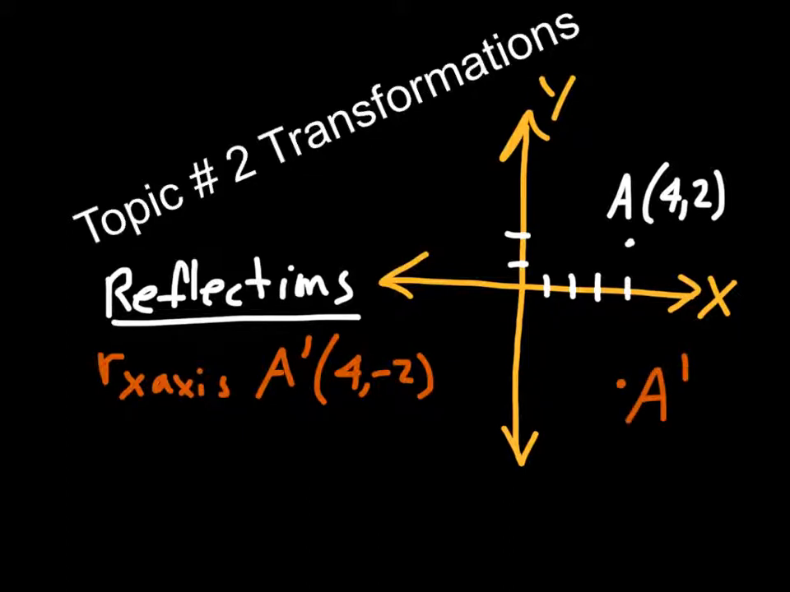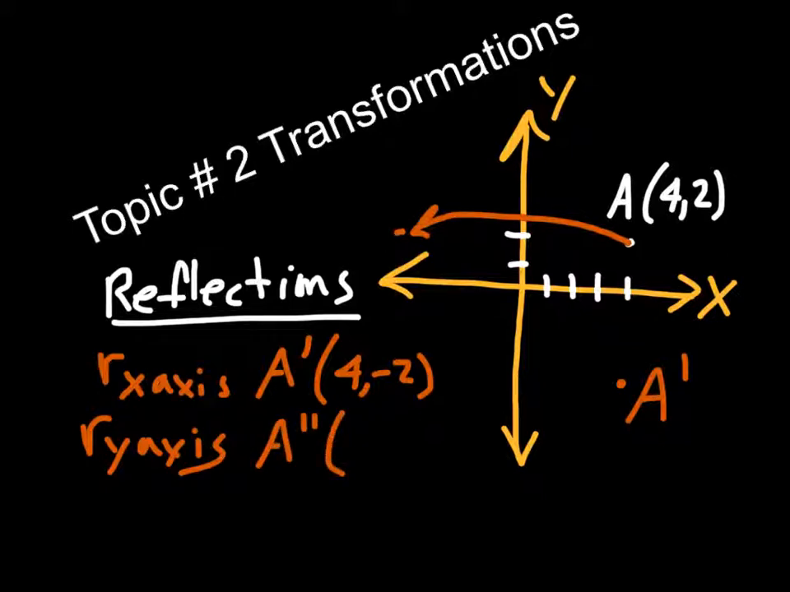If we decided to reflect over the y-axis instead, the point would flip to the other side of the y-axis, end up in quadrant 2, and I guess we could nickname that point A double prime. It would change to negative 4, comma 2. When you reflect over the y-axis, it's the y-coordinate that stays the same.